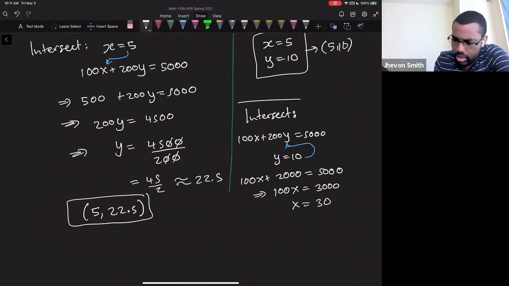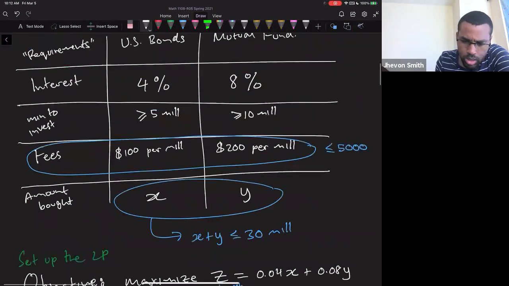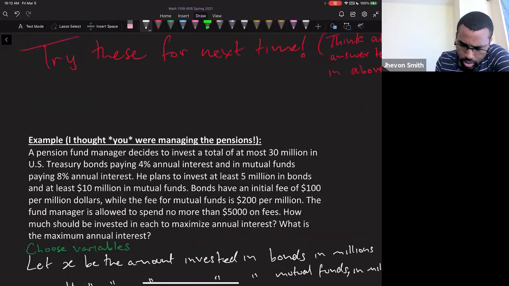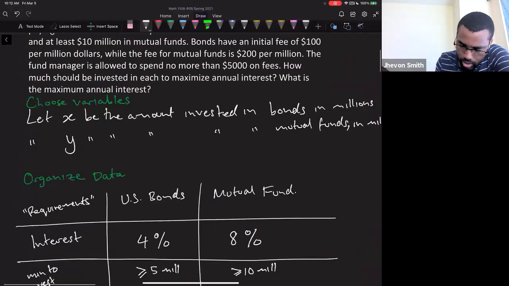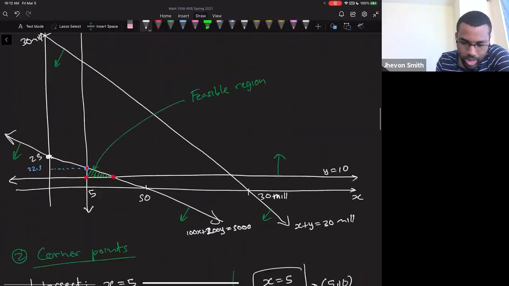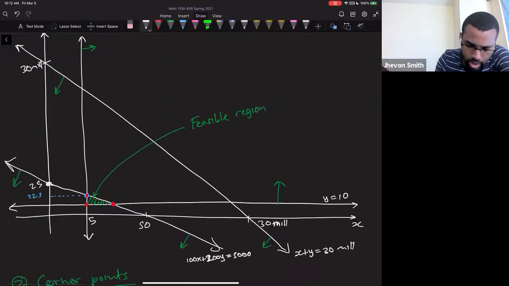Which, that edge doesn't seem to work. No, I hope I shaded the right thing here. Is it at most or at least? He plans to invest at least, and at least, which means greater than or equal to. I hope I meant to write that out that way, because that point seems kind of off, because this is already at 30 right here.